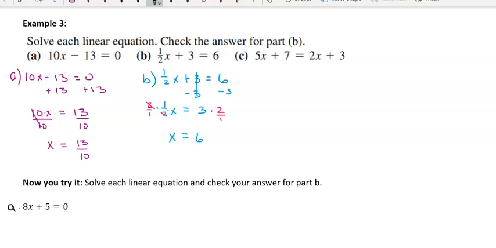So go back and think about it before you move on. 1/2 of 6 is 3. Is that true? Yes, that's true. Remember, multiplication with fractions means of. 1/2 of x is 3. All right, so x equals 6.